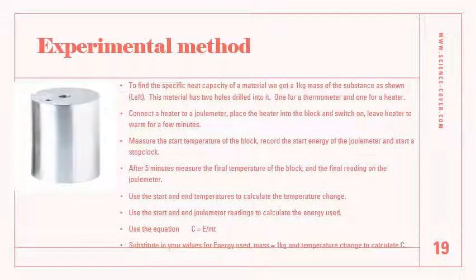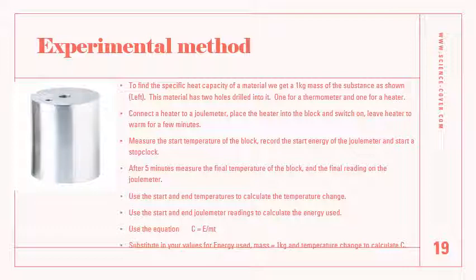We can investigate the specific heat capacity of a material in a laboratory experiment. To find the specific heat capacity, you need to get a kilogram of the material. So we've got a kilogram block of aluminium shown in the diagram here, and it's got 2 holes drilled into it, one for the thermometer and one for the actual heater itself. So we connect the heater to the joule meter, which will measure the amount of energy going into the heater, and then you place that into the center of the block and switch it on, and you leave it for a few minutes. And the reason that we leave it for a few minutes is just to allow the heater itself to start warming up and to start warming the block up before we take any measurements.